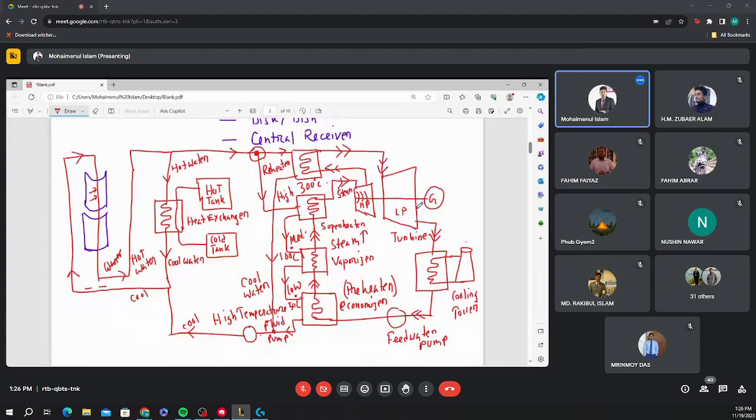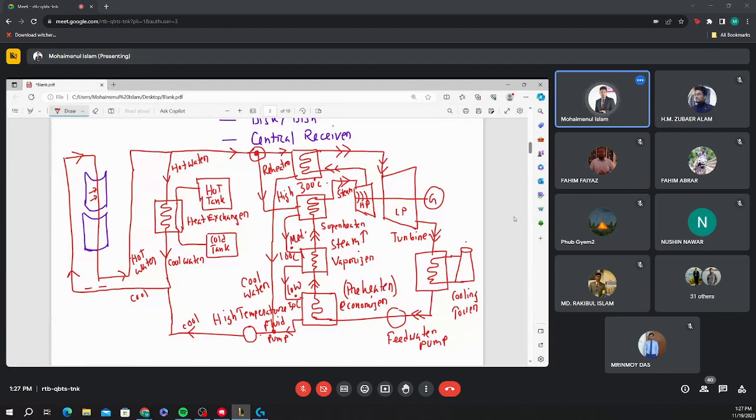This block diagram, I will provide you the slide as well. It is also in the slide. You can just go through the slide, but the detail is not written there. So I just try to provide you the detail. If you have any confusion, you can go through that drawing with the help of the PPT slide. Okay. So that's all for our solar thermal power plant.